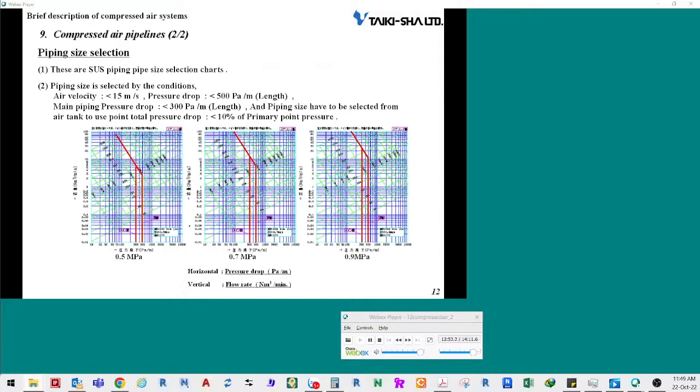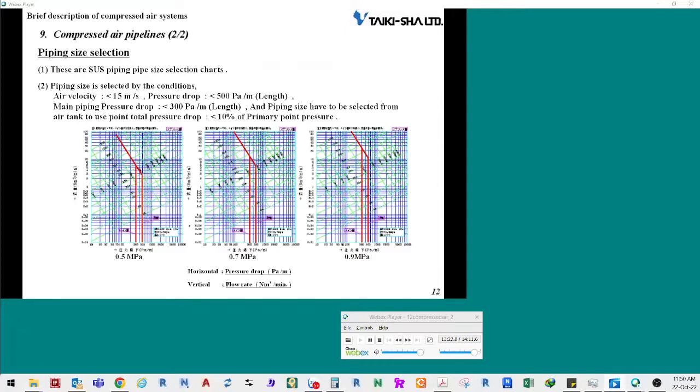Compressed air pipelines. Selecting pipe diameters. A pipe diameter selection guide for stainless steel pipes is shown on this slide. To determine the pipe diameter, provide that the pipe can achieve a flow rate of 15 meters per second or slower, and a pressure drop of 500 pascal or less per meter. Determine the pipe diameter so that the pressure drop per meter for the main pipe can be 300 pascal or less.